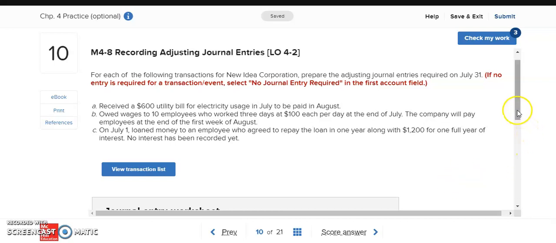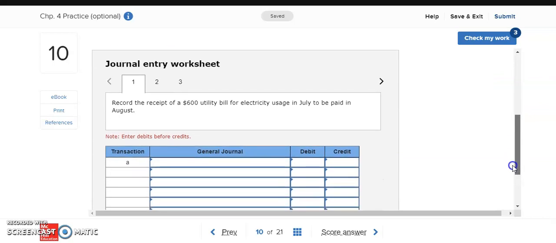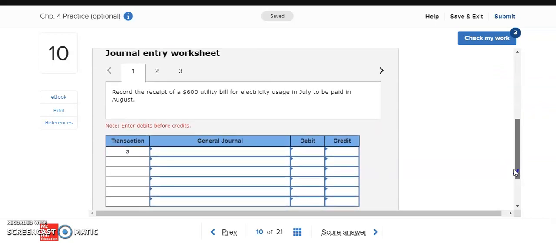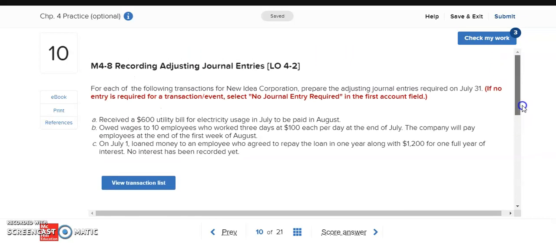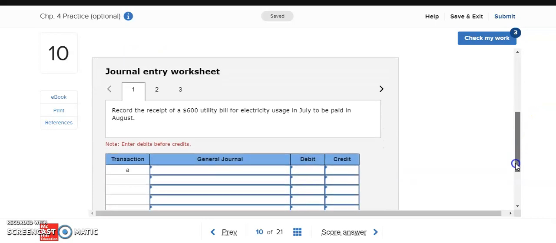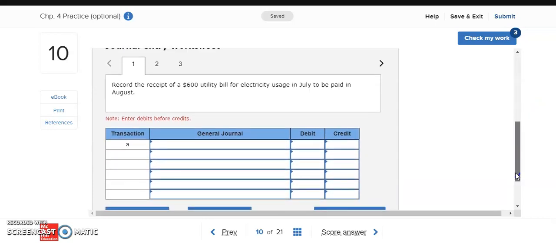So let's read the transaction for A. Record the receipt of a $600 utility bill for usage in July to be paid in August. Now in our situation, it says for each of the following transactions for New Idea Corporation, prepare the adjusting journal entries required on July 31st. So we are in the month of July, at the end of it, on July 31st, and we receive a utility bill for electricity usage in July. So since we've received the benefit of that electricity, we need to debit utility expense for this month to make sure it gets recorded in July.